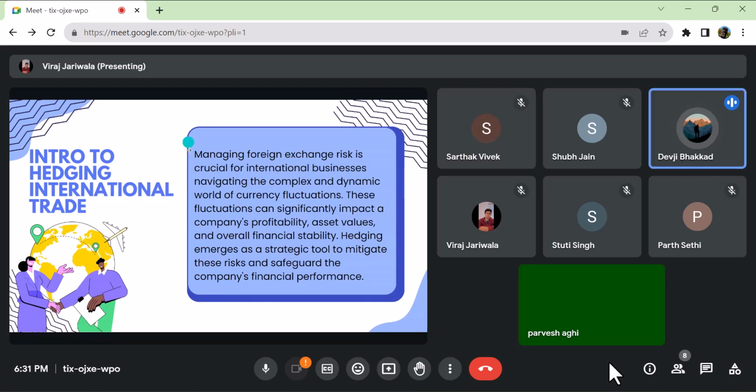Introduction to hedging in international trade. Managing foreign exchange risk is crucial for international businesses navigating the complex and dynamic world of currency fluctuations. These fluctuations can significantly impact a company's profitability, asset values, and overall financial stability. Hedging emerges as a strategic tool to mitigate these risks and safeguard the company's financial performance. Next slide, please.